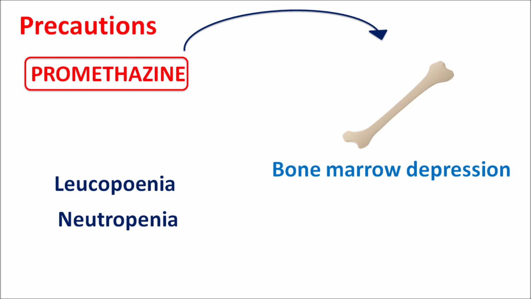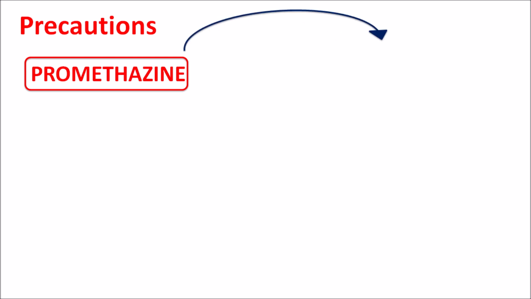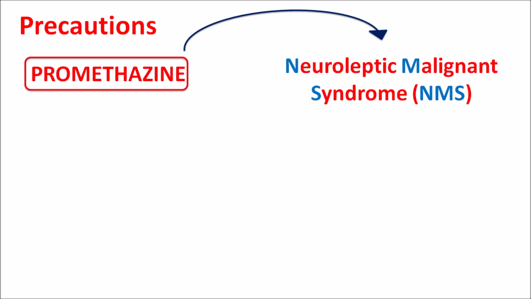And in those patients who are taking other medications which again cause bone marrow depression, such as anti-cancer agents and antiviral agents, promethazine should be carefully given because of pronounced bone marrow depression. Similarly, this drug can induce a syndrome, neuroleptic malignant syndrome, which is commonly observed with many of the neuroleptics, that is antipsychotics. Since promethazine can also block the D2 receptors to some extent, it can also produce this side effect associated with antipsychotics, that is neuroleptic malignant syndrome.